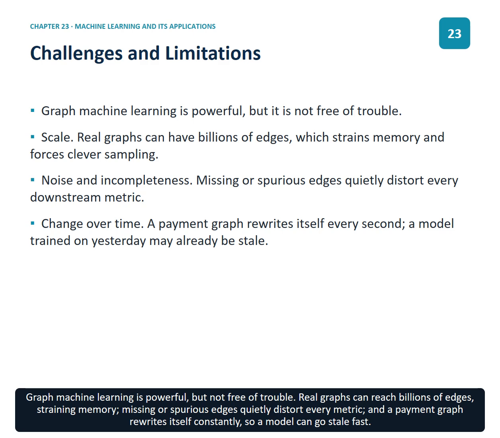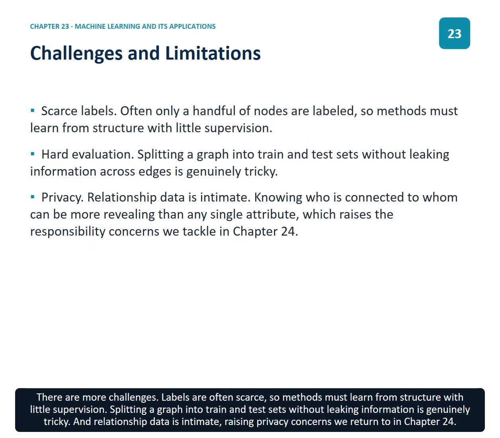Graph machine learning is powerful but not free of trouble. Real graphs can reach billions of edges, straining memory. Missing or spurious edges quietly distort every metric, and a payment graph rewrites itself constantly, so a model can go stale fast. There are more challenges. Labels are often scarce, so methods must learn from structure with little supervision.